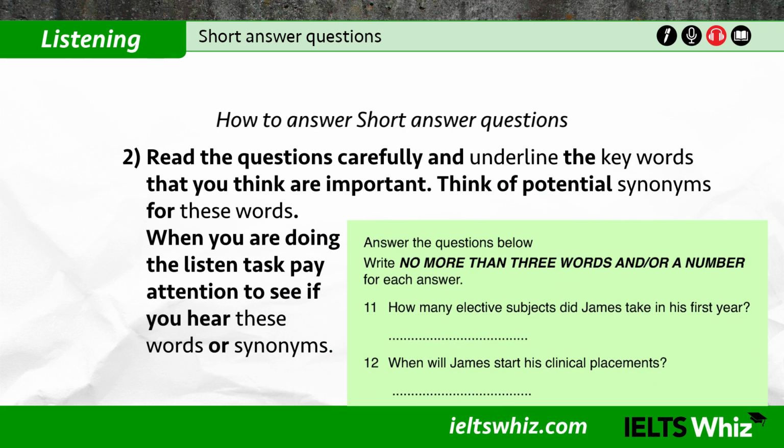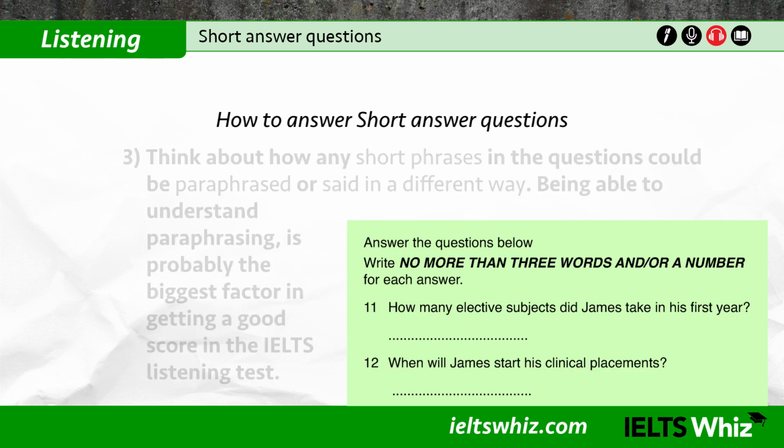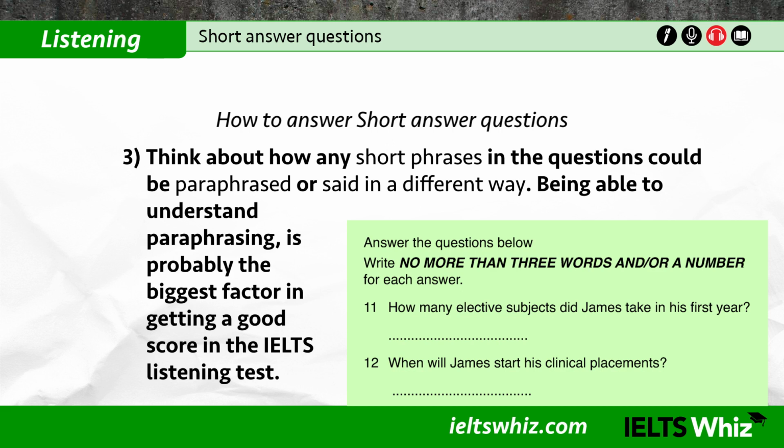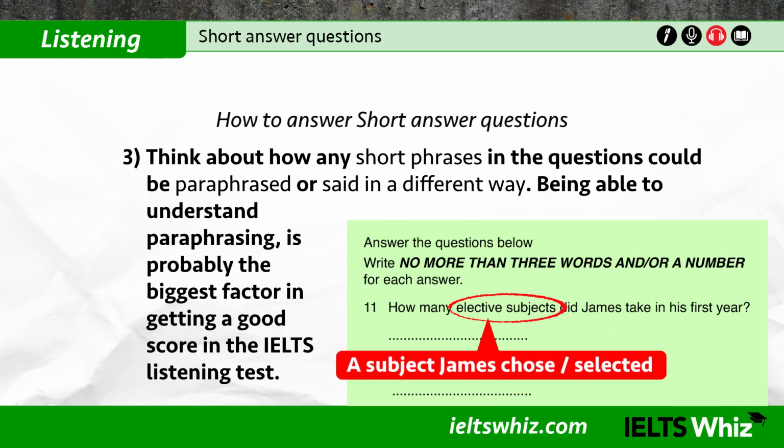Read the questions carefully and underline the key words that you think are important. Think of potential synonyms for these words. When you are doing the listening task, pay attention to see if you hear these words or synonyms. Think about how any short phrases in the questions could be paraphrased or said in a different way. Being able to understand paraphrasing is probably the biggest factor in getting a good score in the IELTS listening test.